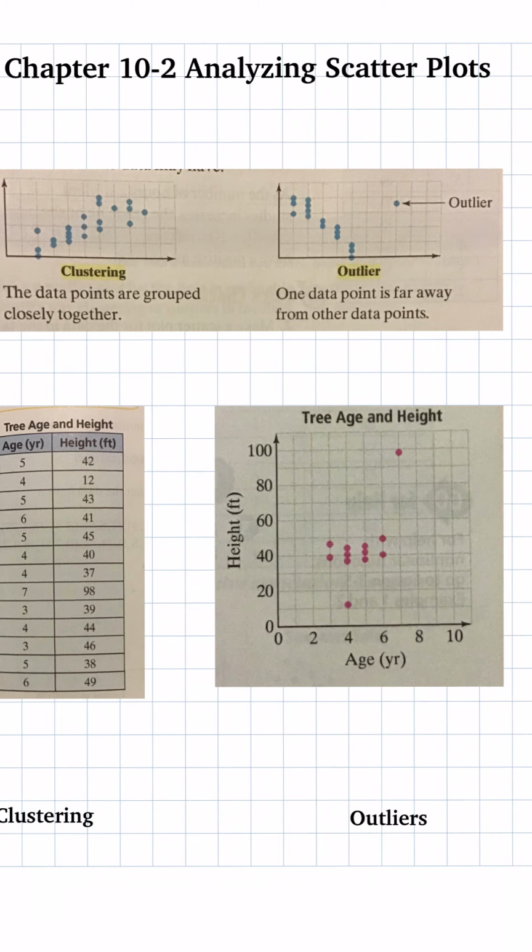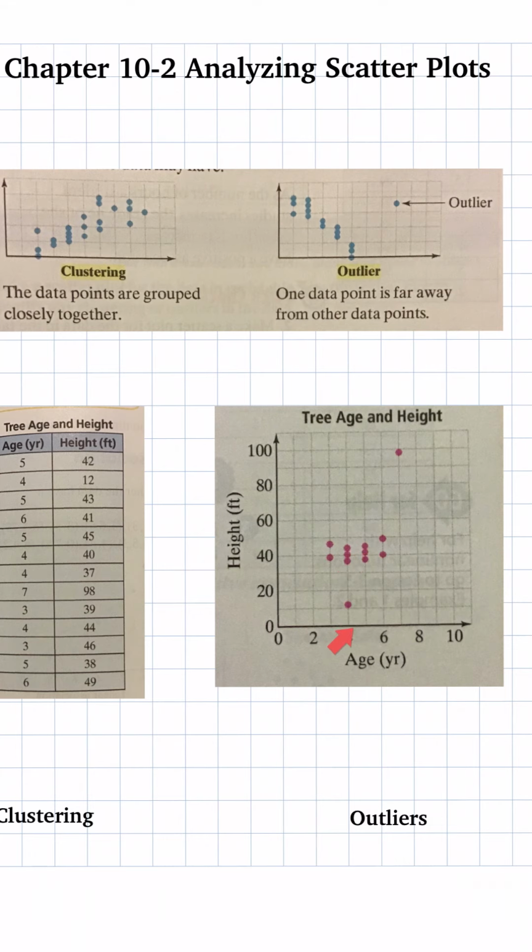So we're going to show you a scatter chart that's been made from the data on the left. And then using the scatter plot, we're going to identify clustering and outliers in the data. So this was the data that was given to us. For 5 years, we're looking at tree age and height. After 5 years, this tree was 42 feet tall. So here's 5 years, 42 feet tall, probably this one.